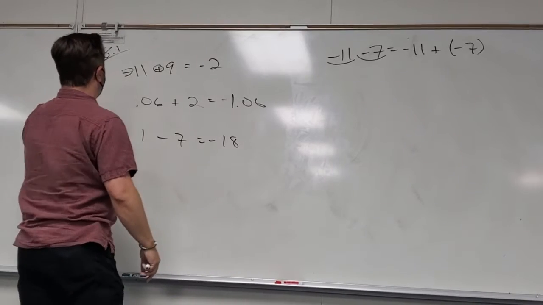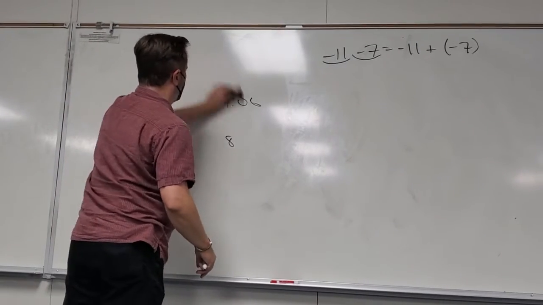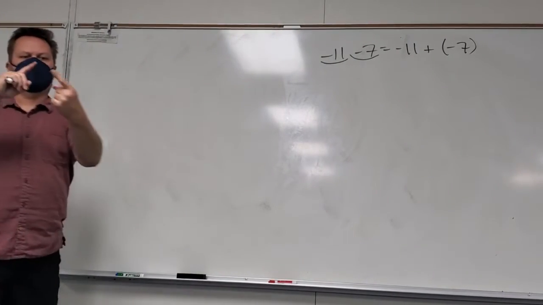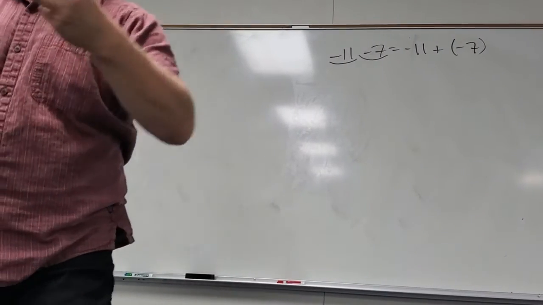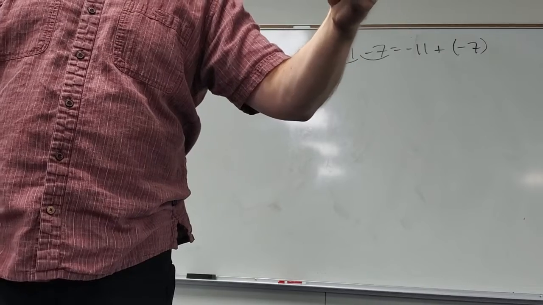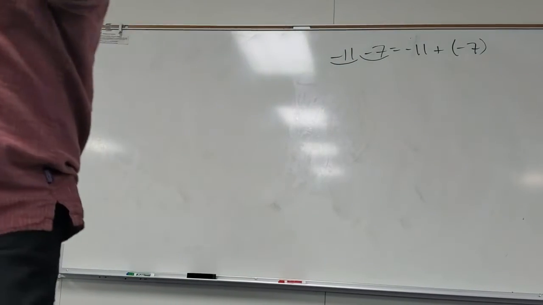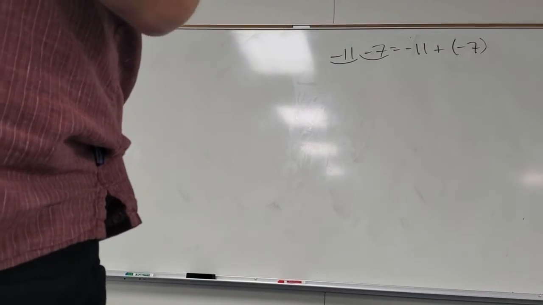The only new property is one we already talked about. So we have commutativity, associativity, closure. Do you guys remember what all those are? So let's talk about closure.